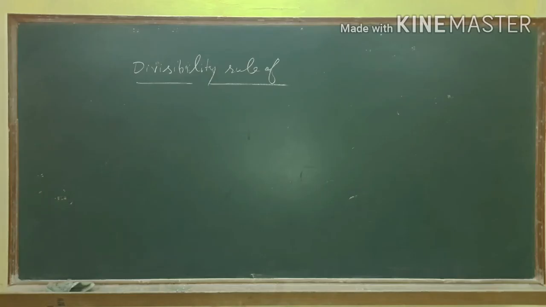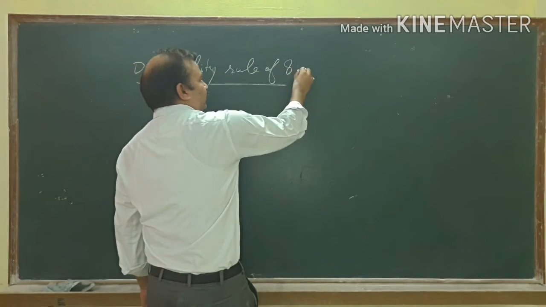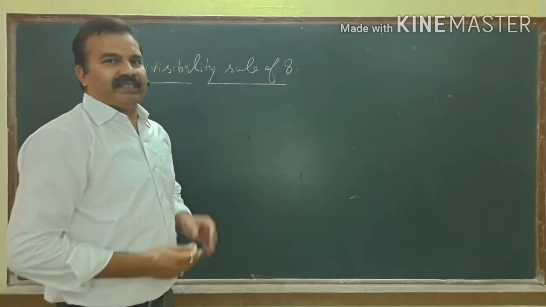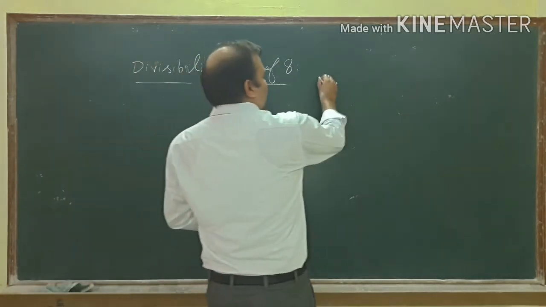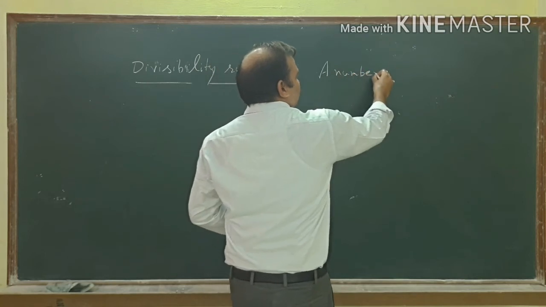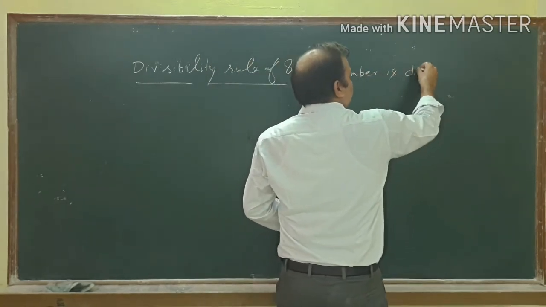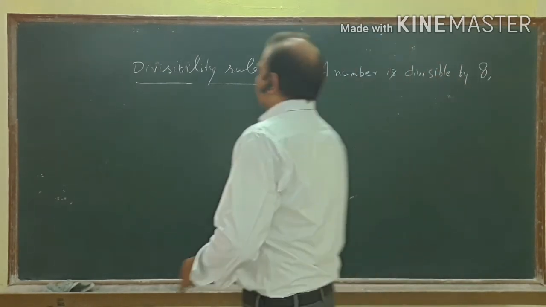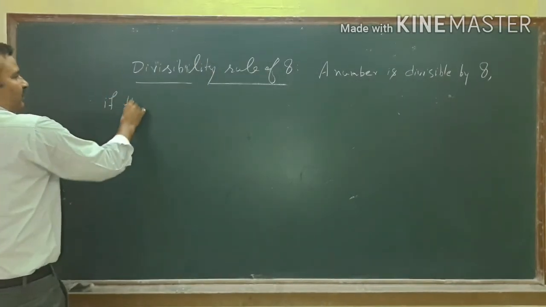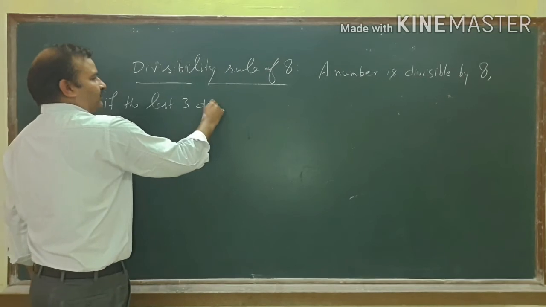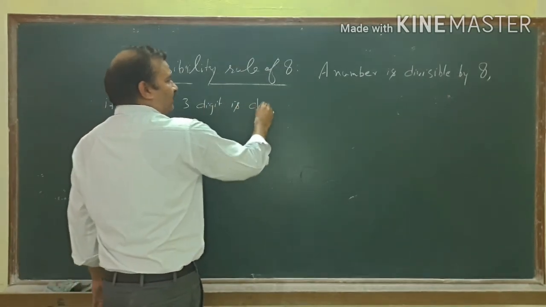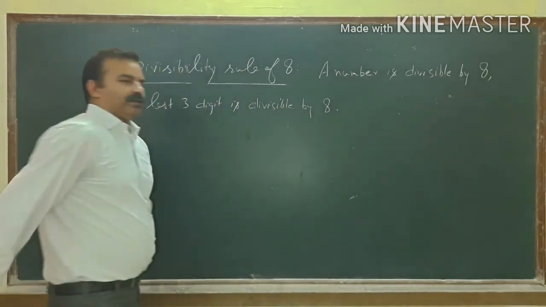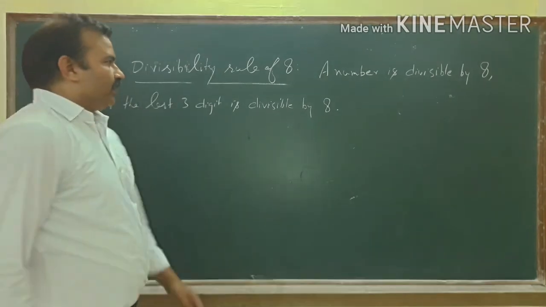Next comes the divisibility rule of 8. A number is divisible by 8 if the last 3 digits are divisible by 8. Fine. So you can take any number, as big as you like.